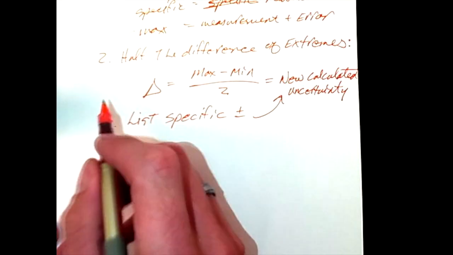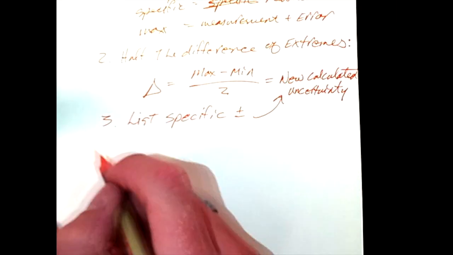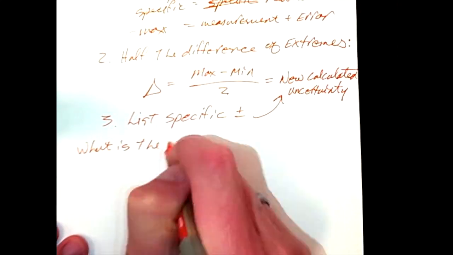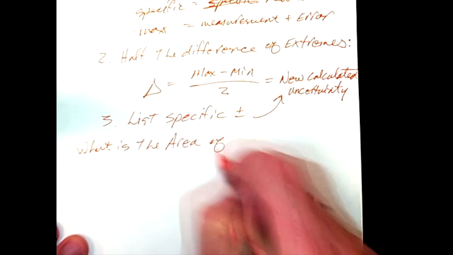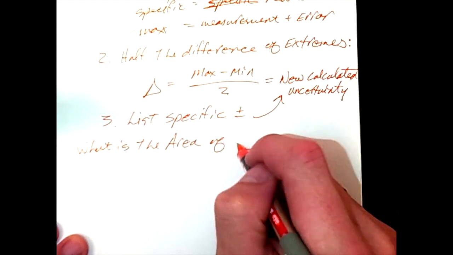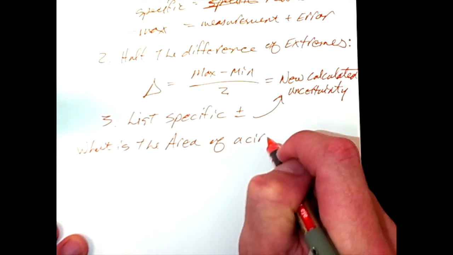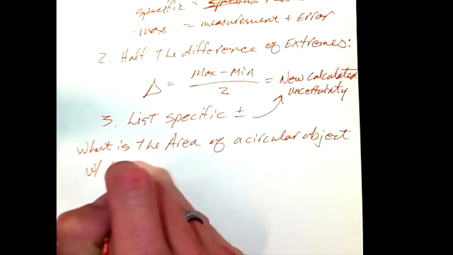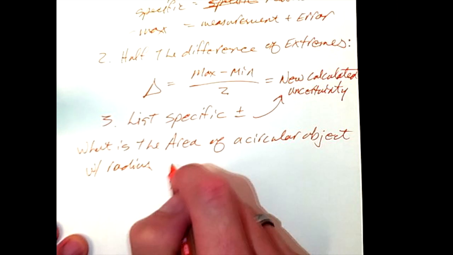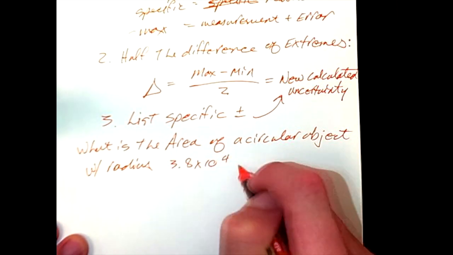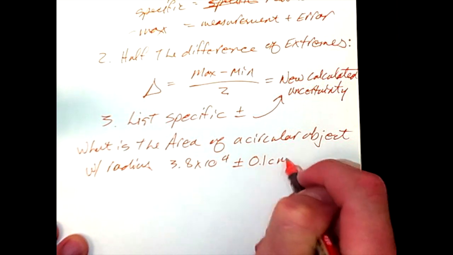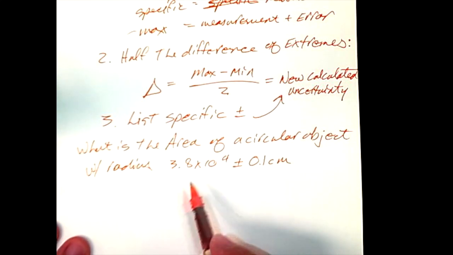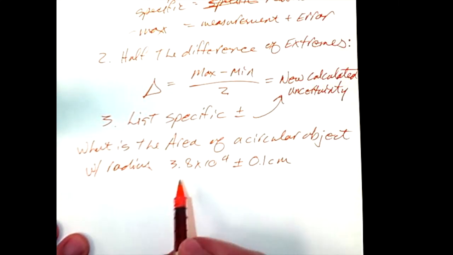So, in keeping with the radius that we have above, a typical question would be, what is the area of this circular object with radius of 3.8 times 10 to the fourth plus or minus 0.1 centimeters. So, of course, the first thing we're going to do is calculate the max, min, and specific values of the area using the various measurements of the radius.